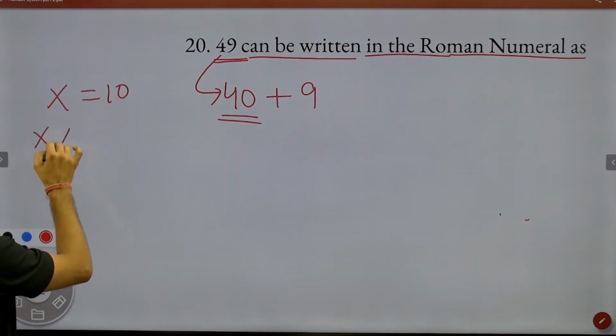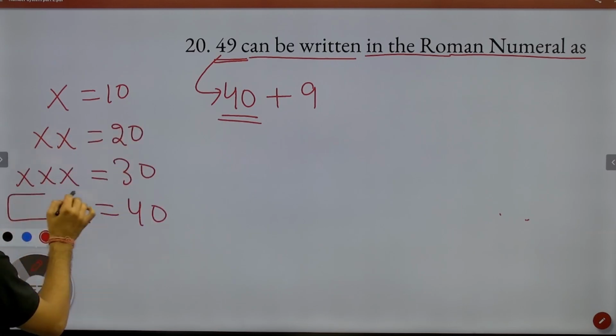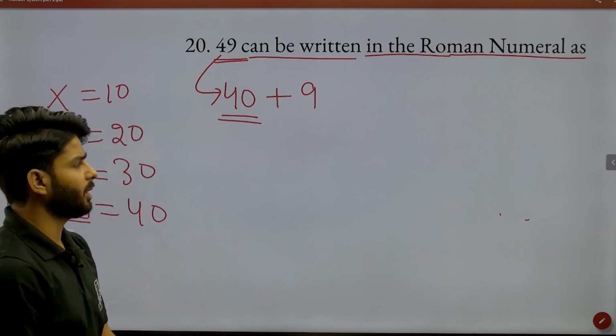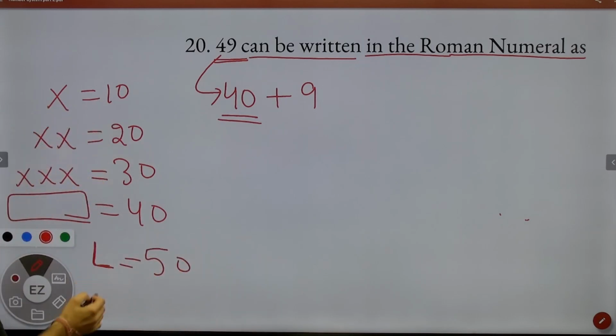Then we have XX for 20. For 30 we have three times X, but for 40 we do not repeat any number 4 times. So we proceed to the next number, that is 50, and we write it as L. If we subtract 10 from the 50, we can write 40.